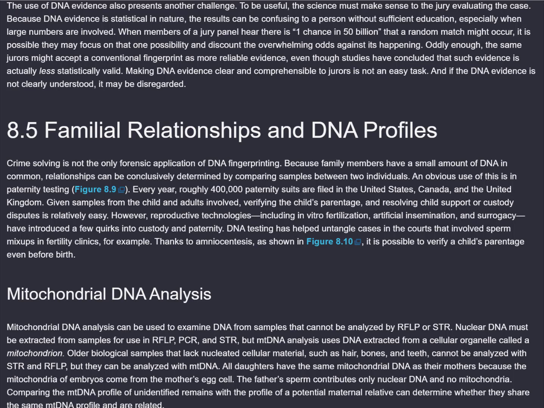Oddly enough, the same jurors might accept a conventional fingerprint as more reliable evidence, even though studies have concluded that such evidence is actually less statistically valid. Making DNA evidence clear and comprehensible to jurors is not an easy task. And if the DNA evidence is not clearly understood, it may be disregarded.